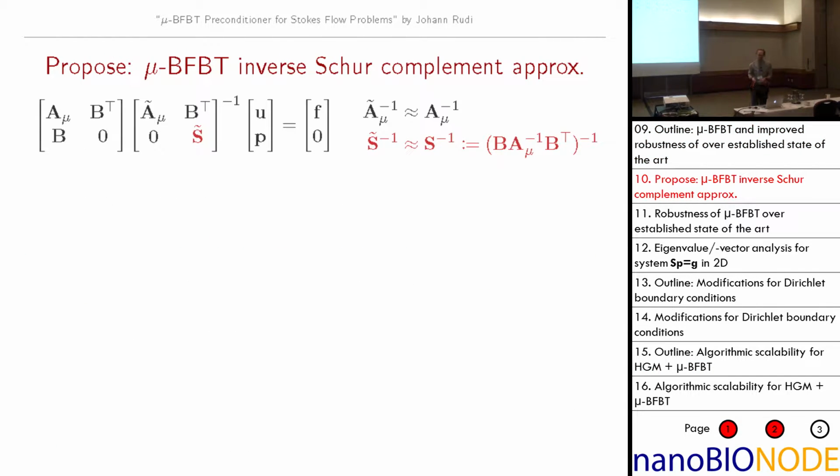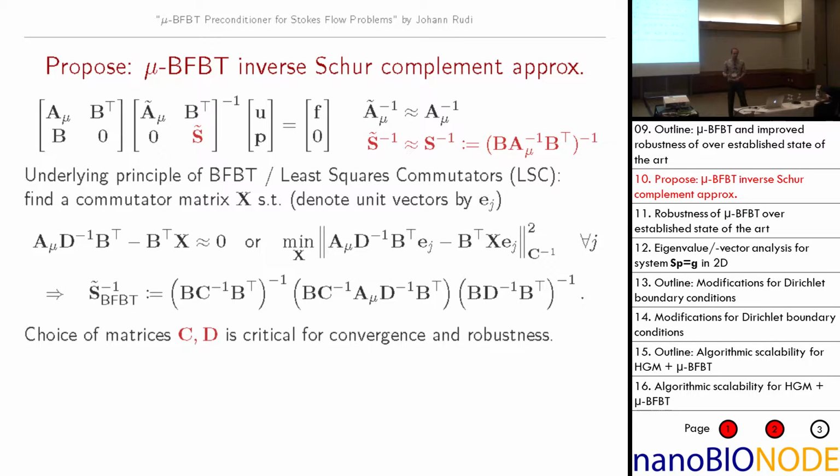Okay, what is BFBT? Recall this equation that I showed you 2 slides before. This is what I want to solve, and this is the Schur complement that I'm trying to find, or rather a good approximation for it. So the underlying principle of BFBT is that you want to find a special matrix X, such that if you formulate this, a viscous block times the gradient, then you flip those and find the X that would satisfy this equation so that it almost vanishes. Another way to put it is as a least squares minimization problem, and this is done here.